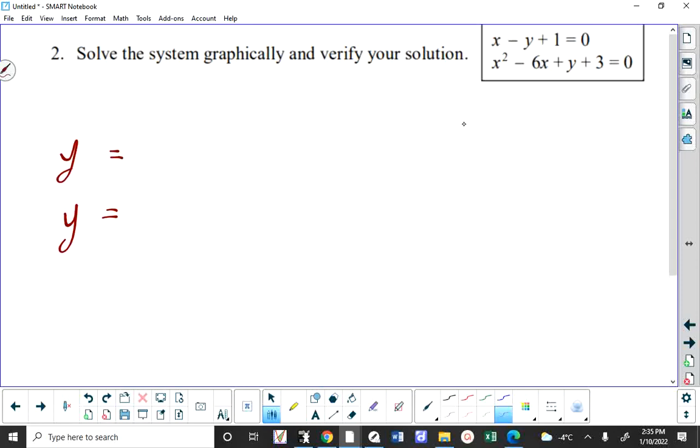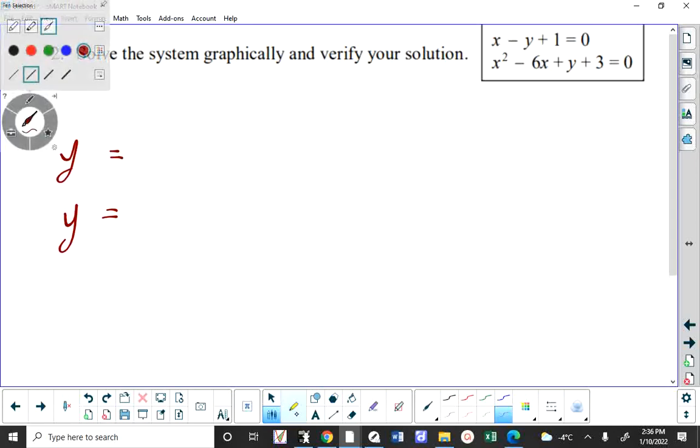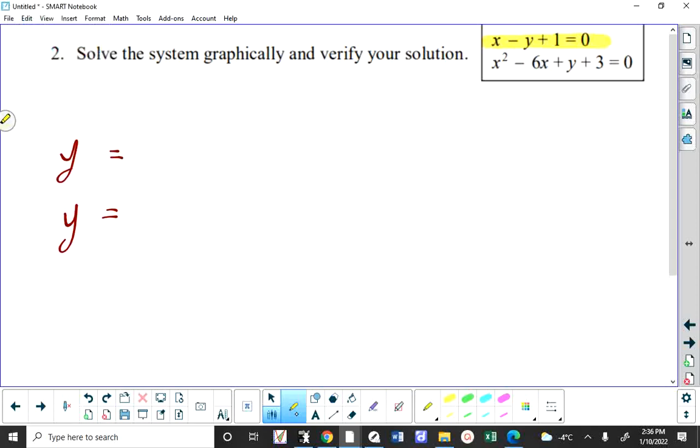So I'd like everybody to rearrange the first equation for y, the first equation being what I'm going to highlight in yellow. It's a pretty easy equation to rearrange for y. Simply move the y to the right-hand side where you'll have x plus 1 left on the left-hand side, and you're done.